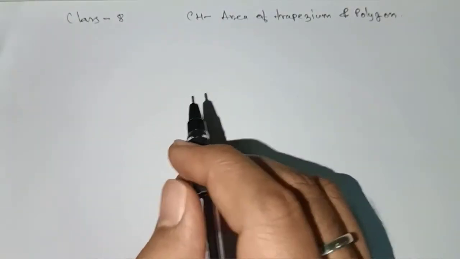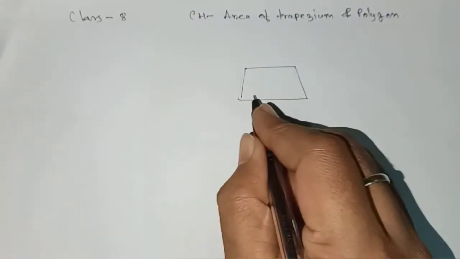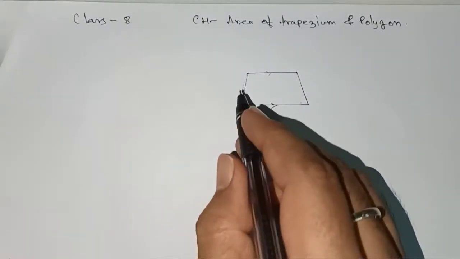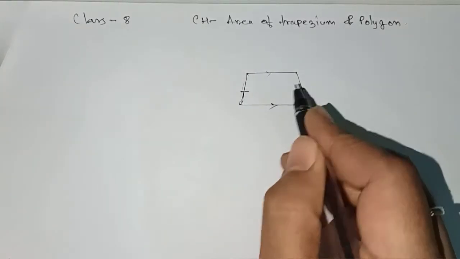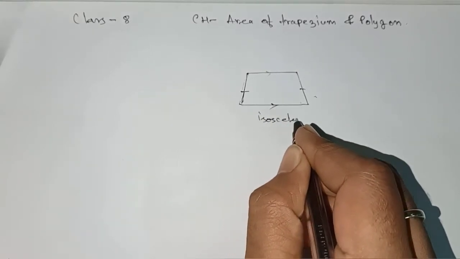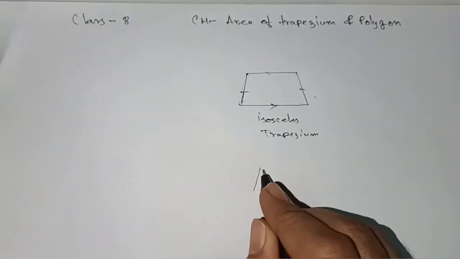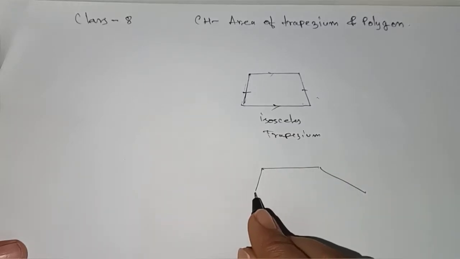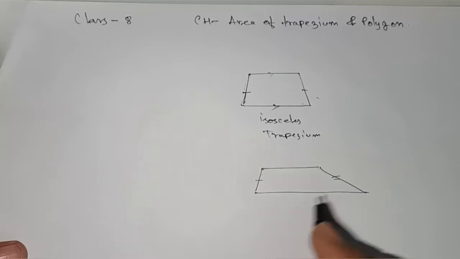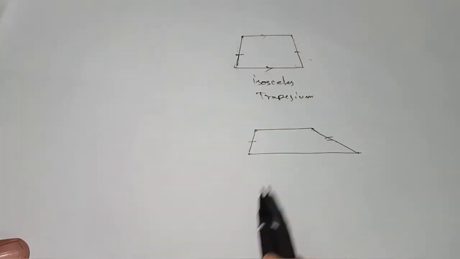If you see, the trapezium looks like this, where one pair of parallel lines you will see. This is normal, or you can say if the two non-parallel sides are equal, then this is called an isosceles trapezium. And if you have the general case, then the non-parallel sides are not equal. So we're going to find the area of trapezium.